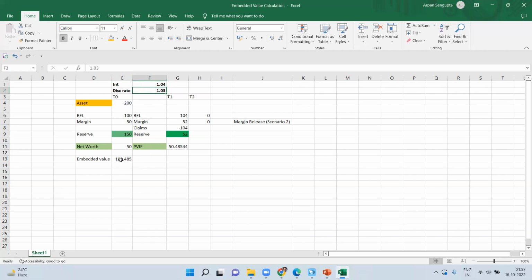So I think by this calculation, this methodology, both the things will be clear. How embedded value is calculated, right? What is the embedded value? How the release of margin is captured here in PVI, right? And how the interplay between interest and discount rate is affecting it.